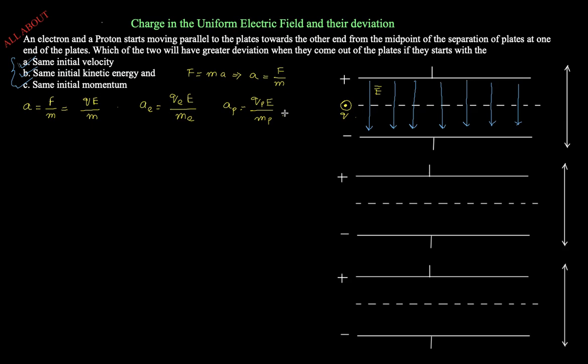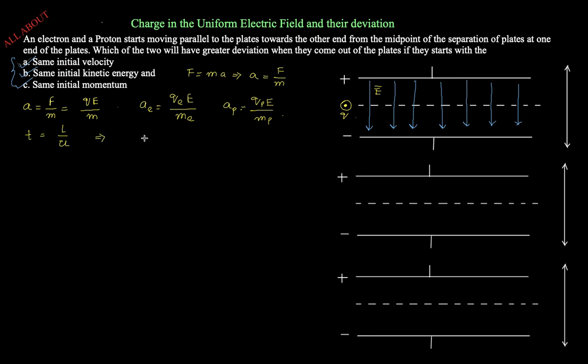Now what is the time to cross the path? If the length of this field is L, then the time taken to cross the path is the total length L by the velocity u. If its initial velocity is u, then it is L by u, because time is equal to distance by velocity. Okay, now what is the deviation?